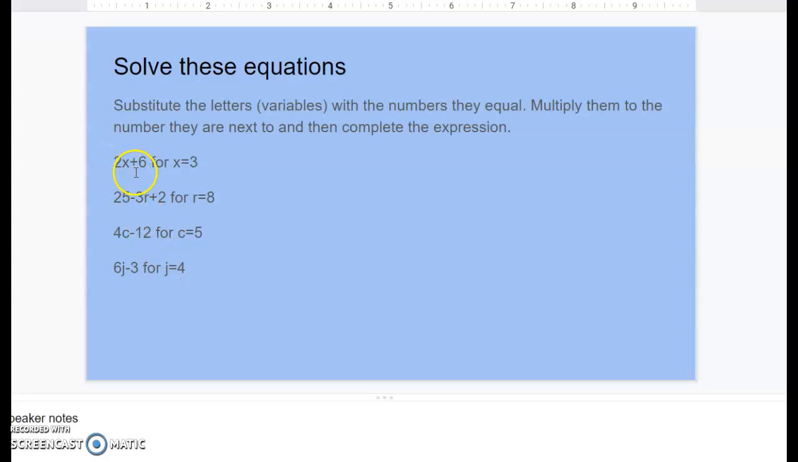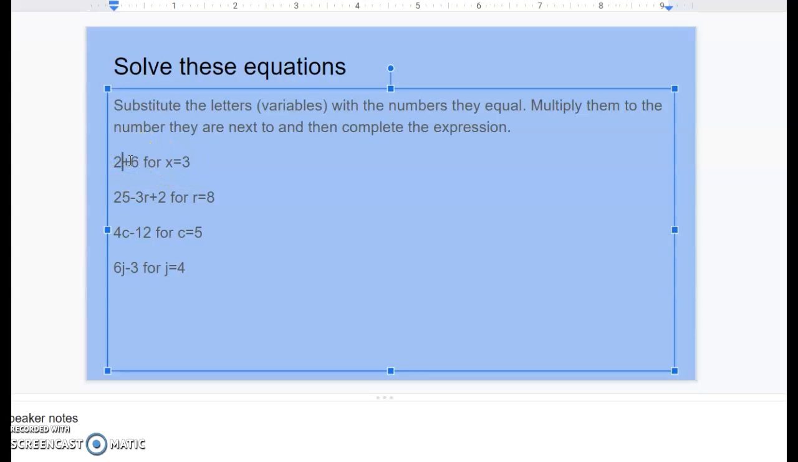So 2x plus 6 and x equals 3. So you would replace this x with a 3, and then you would multiply 2 times 3, which equals 6. 6 plus 6 is 12. Make sure you are multiplying with the variable number. And you'll do that for all four of these equations.